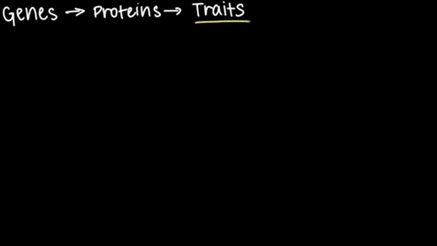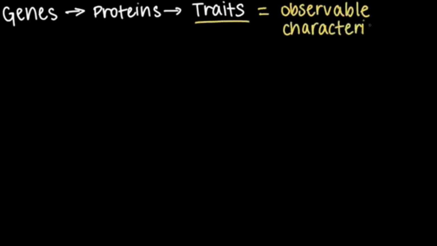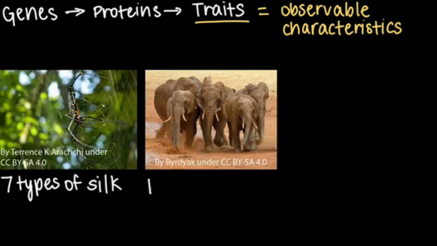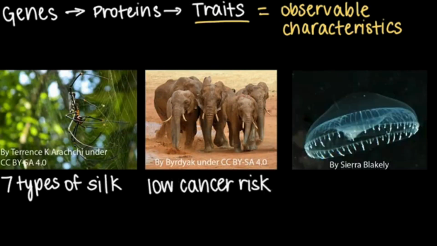What are traits? Well, traits are an organism's observable characteristics, and there are some really weird but really cool traits out there in the animal kingdom. Spiders, for example, can make 7 different types of silk. Elephants have an amazingly low risk of developing cancer, and some jellyfish have the ability to glow. That's right, the crystal jelly can bioluminesce, or glow in the dark, all on its own.